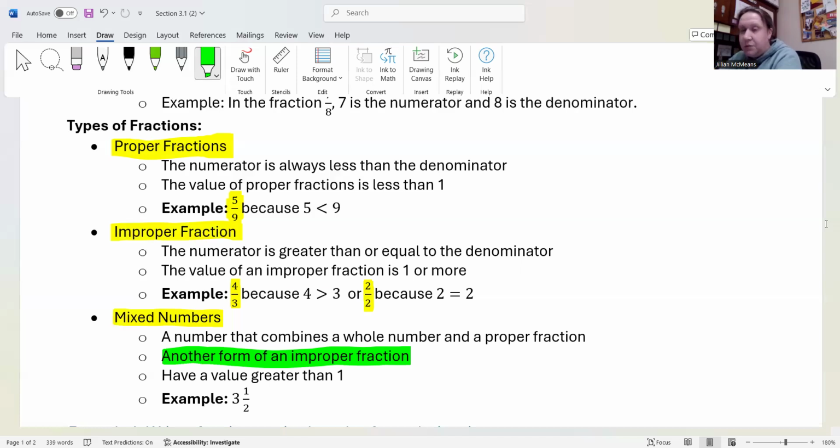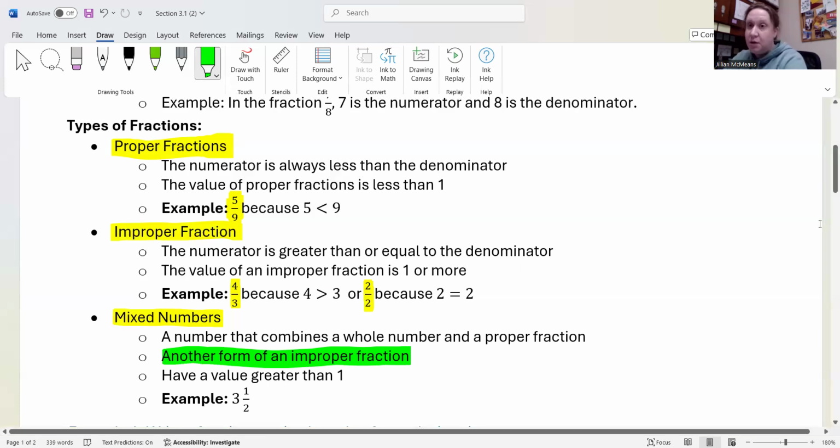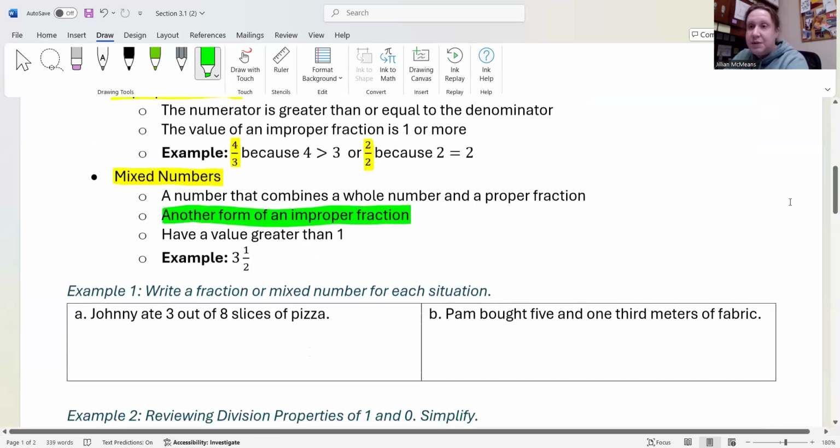And an example would be something like 3 1/2. So that's 3 wholes plus half of another. Okay, so 3 1/2 is an example of a mixed number. And just know mixed numbers and improper fractions can represent the same value. You can always convert between those two. Okay, so finally, let's look at some examples.